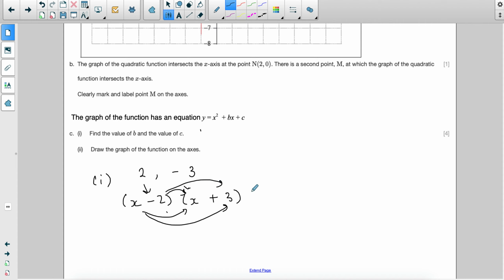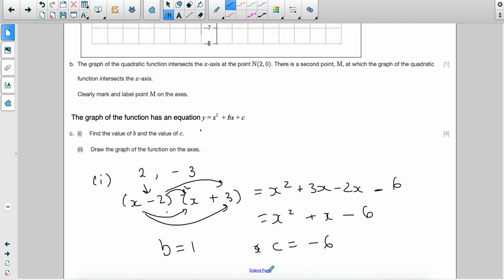So you end up with x squared, x times positive 3, so 3x, negative 2 times x, so negative 2x, and then negative 2 times positive 3, so that's a negative 6. And this simplifies to x squared plus x minus 6, which means that b is equal to 1 and c is equal to negative 6.